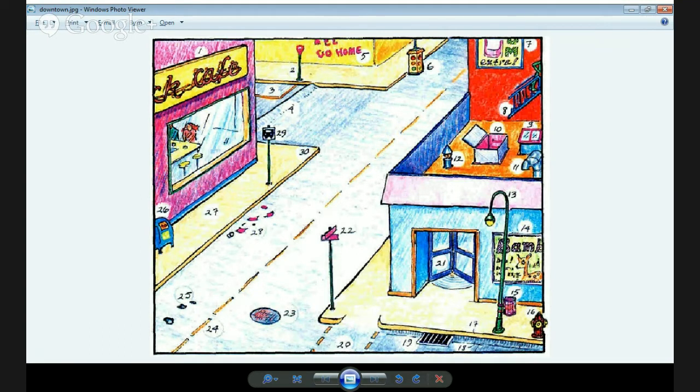Number 15. For me, it's number 16, because number 15 is not right on the curb, but number 16 is. Okay. Right on the curb.